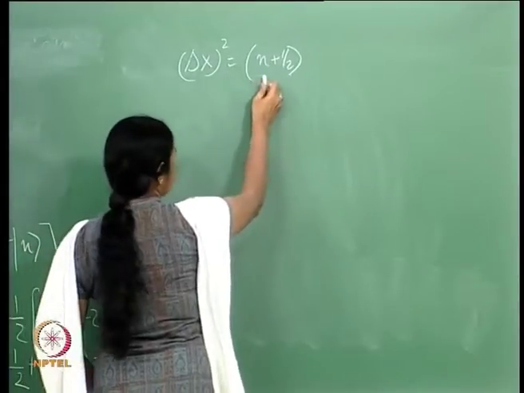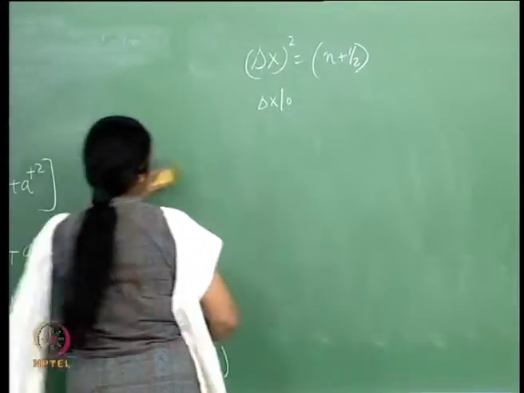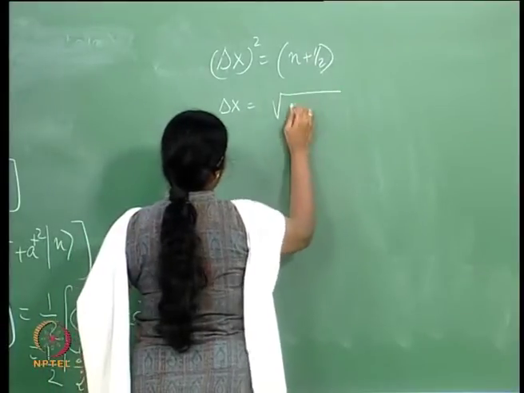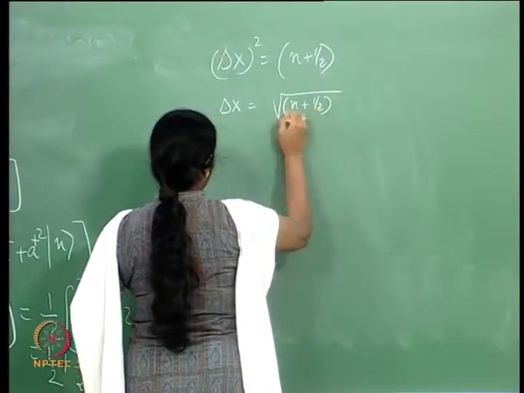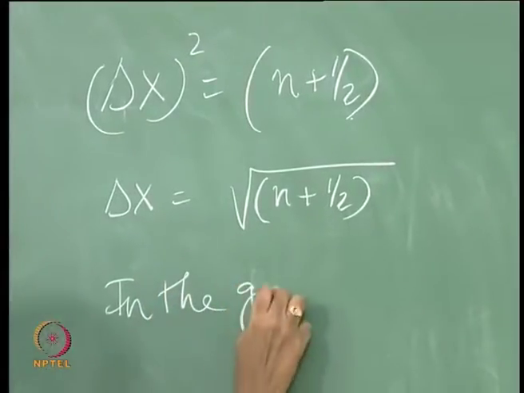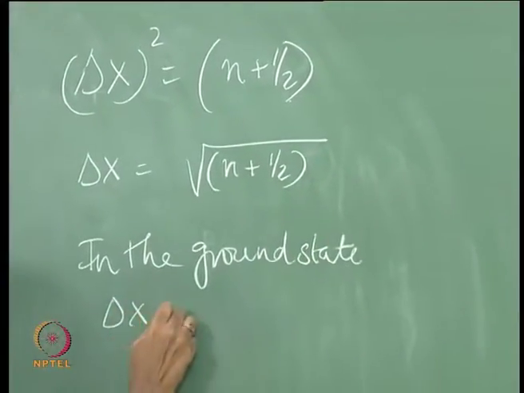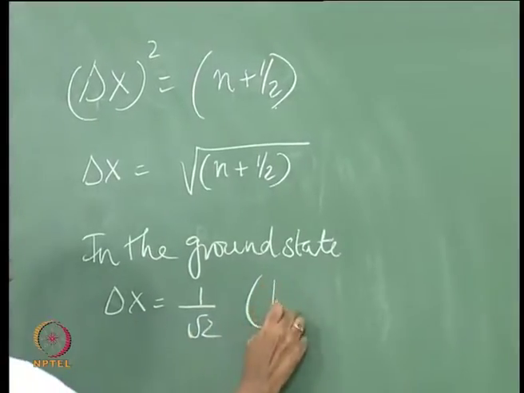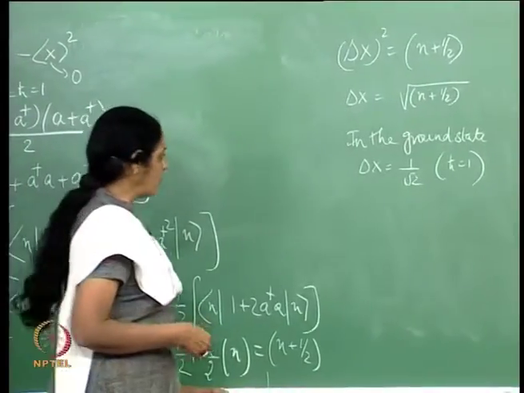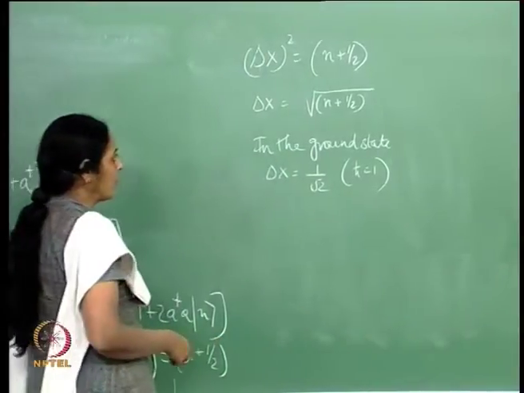And that is why delta x in the ground state is just the positive square root of n plus half, and that is why in the ground state of the oscillator delta x was 1 by root 2. I have set h cross equals 1. You could put it back and then you will have root of h cross by 2. In any other state, delta x is root of n plus half.